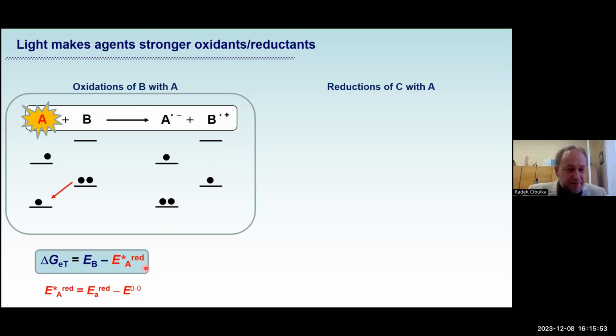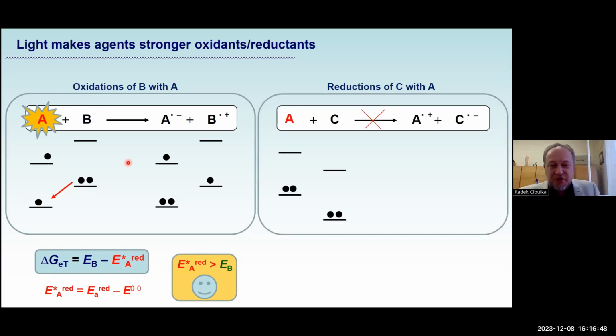And the reaction can be described by the Gibbs energy, of course, and it should be negative. In principle, the most important value here is the reduction potential in the excited state of our photocatalyst, which can be easily found by measuring cyclic voltammetry. So it means the reduction potential in the ground state and the energy of excitation, which can be found from absorption and fluorescence spectra, for example. And what we need, of course, is that our oxidizing agent has this excited state redox potential higher than our substrate.